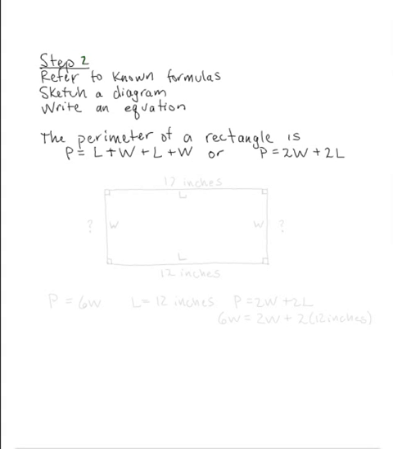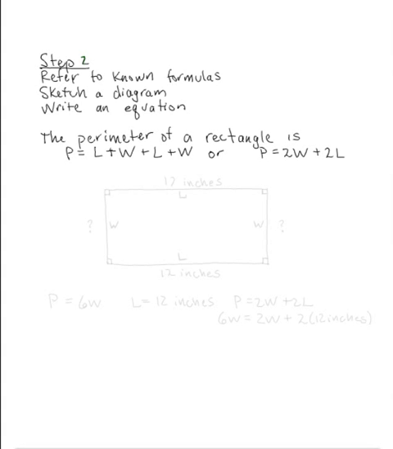Step 2 says, refer to known formulas, sketch a diagram, and write an equation. Well, this problem involves a rectangle, and specifically it involves its perimeter. So the known formula that we would like to refer to in this case is the formula for the perimeter of a rectangle. Remember that perimeter is a measure of the lengths of the sides of a geometric shape.